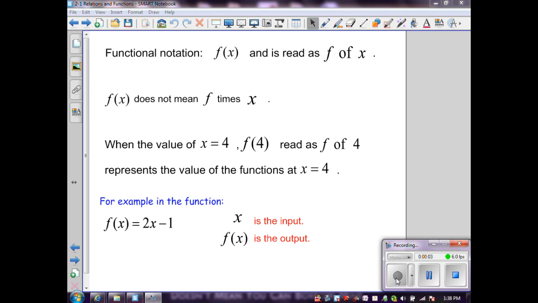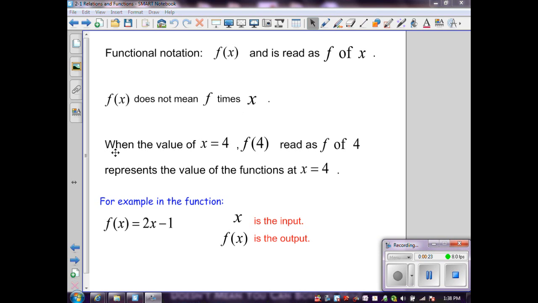Section 2.1 continued, determining function values. Let's start out by looking at functional notation. Here we have f with parentheses around an x. This is read as f of x. Notice f of x does not mean f times x.